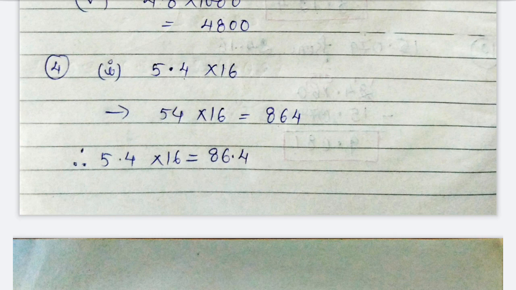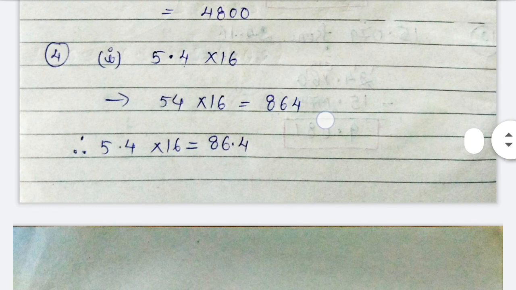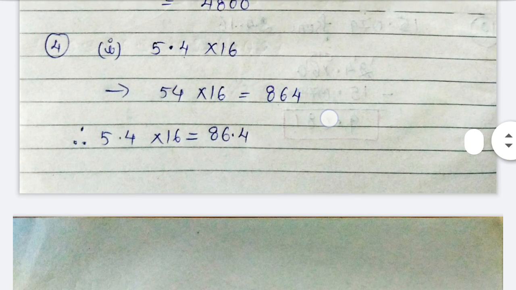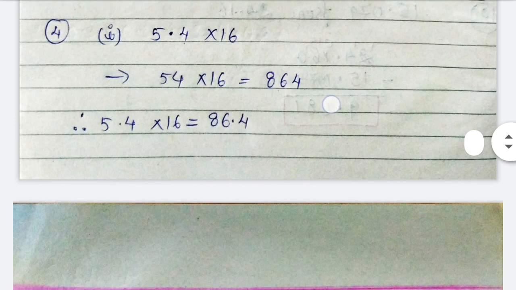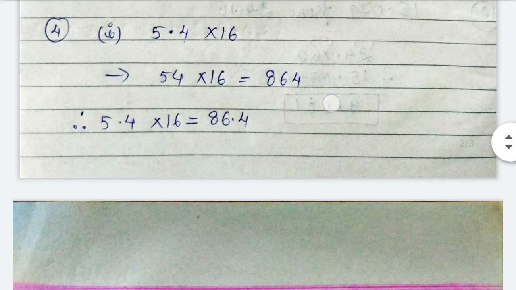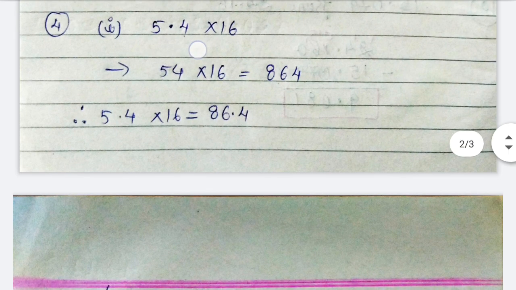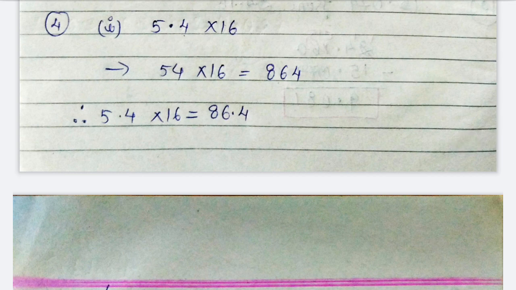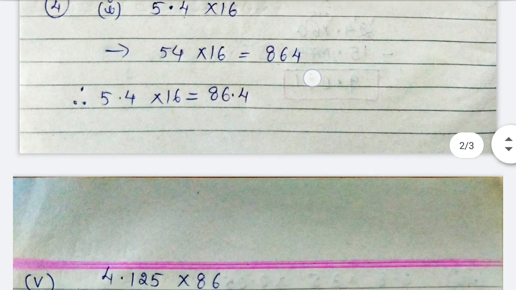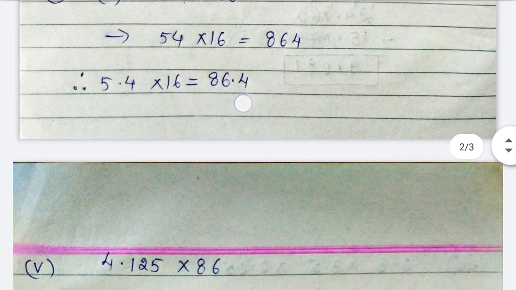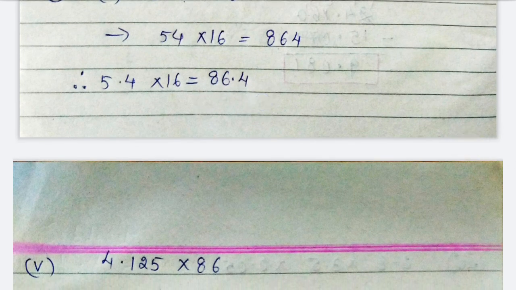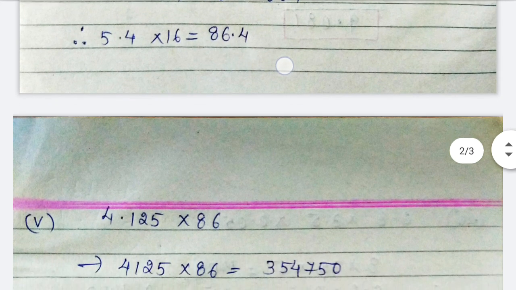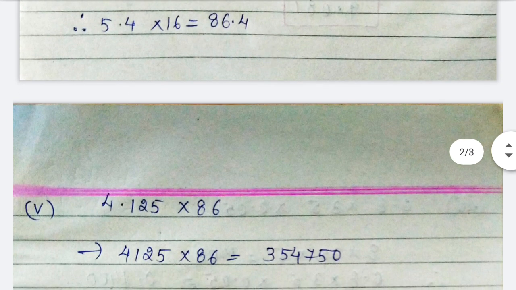Next, question number 4, 5.4 into 16. What we have to do first? First, remove the decimal. Simple multiplication is performed and your answer is 864. Now, you have to see the decimal is placed one place value left. So in the answer you have to apply the decimal one place value left, means before 4, and your answer is 86.4.